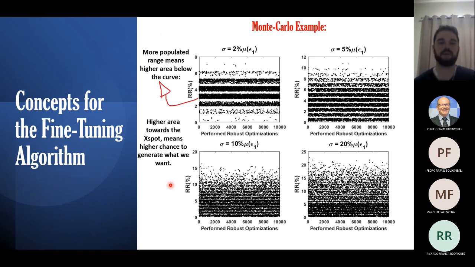So in the article, we made more than 20 different optimizations. And here we can see that the more populated range means higher area below the curve, okay? So we used 4 different standard deviation values to have a look at how it works behind the scenes. And we can see here that it's true. And higher area towards the X spot means higher chance to generate what we want.